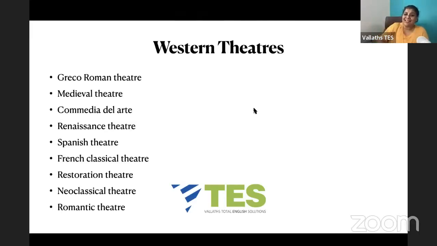French classical theater of the 17th century. Important figures in comedy, Molière. In tragedy, who are the important figures? Corneille and Racine. Will you remember? Molière is the most important comedy writer. He was the father of comedy, Molière. And Corneille and Racine were important writers in tragedy.